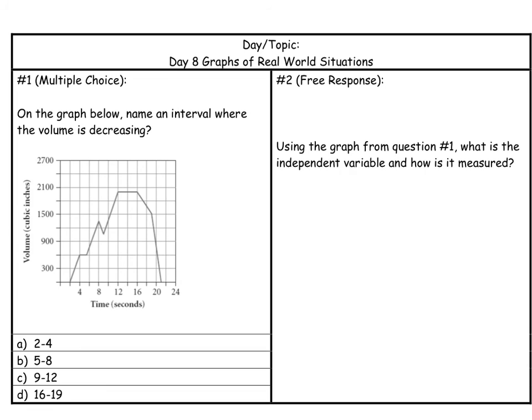So now it's your turn. On the graph below, name an interval where the volume is decreasing. And number 2, use the graph from question 1. What is the independent variable and how is it measured? When you put your answer in, write in the independent variable, comma, and then how it is measured. Make sure you put your answer in on the Google form.